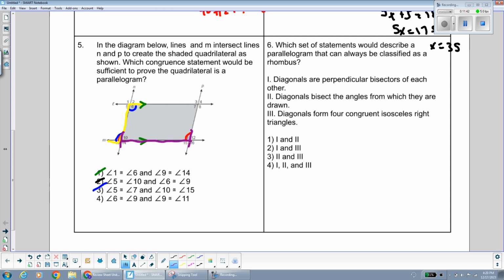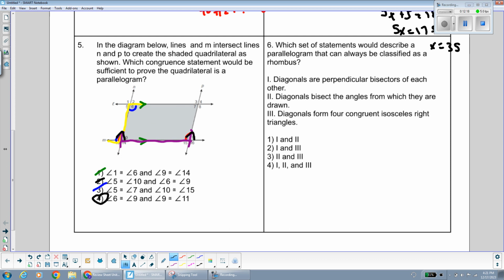They are corresponding angles, top right, top right. And when corresponding angles are congruent, the lines forming them are also parallel. So that would be P and N. So this does give us the information that we need because we had these opposite sides parallel from the alternate interior angle 6 and 9, and then we had these opposite sides parallel from the corresponding angles 9 and 11. So this is the answer choice that we are looking for.